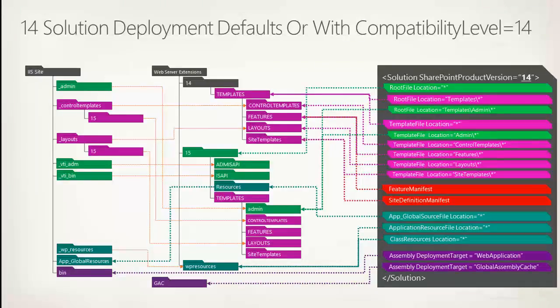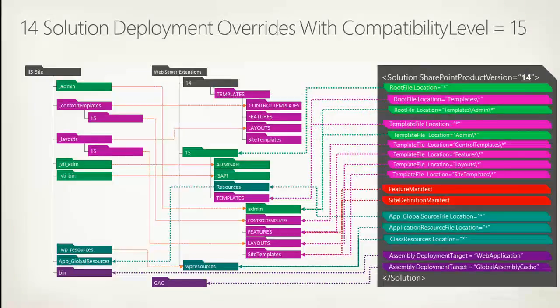And the stuff, let's say it's a feature that's for central admin, it doesn't go there, it goes into the 15 directory. A new web service goes into the 15 directories. New resources go into the 15 directories. Assemblies go into the common global assembly cache. And by the way, the far set on the left-hand side is how those folders are actually exposed within IIS with virtual directories. So what if I said compatibility level equals 15 with a 14 solution?